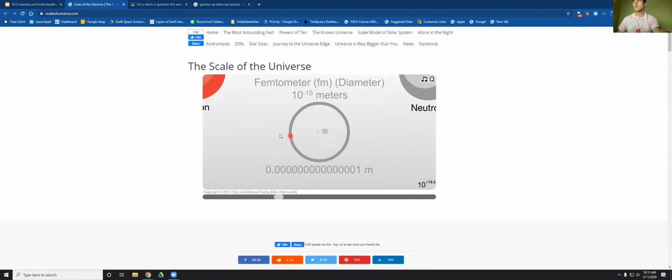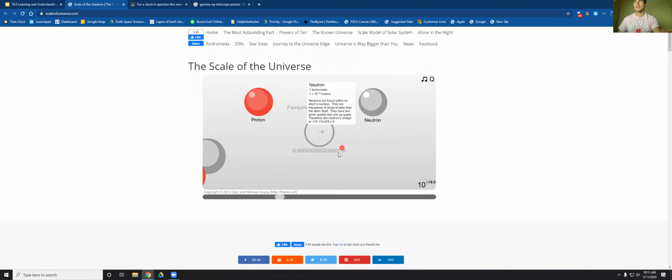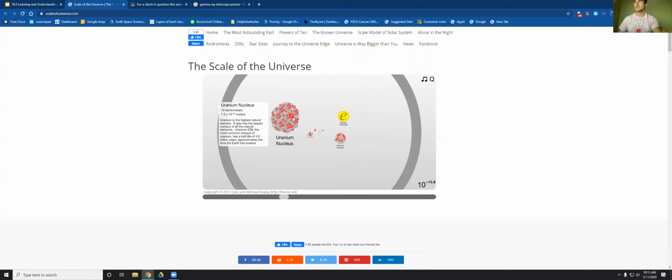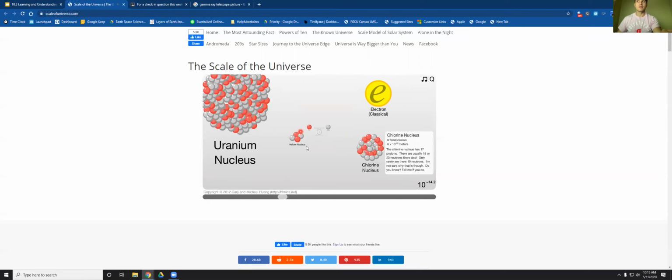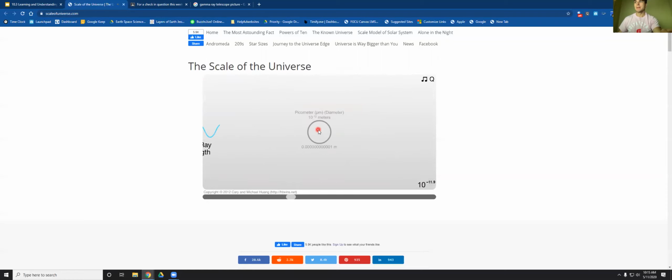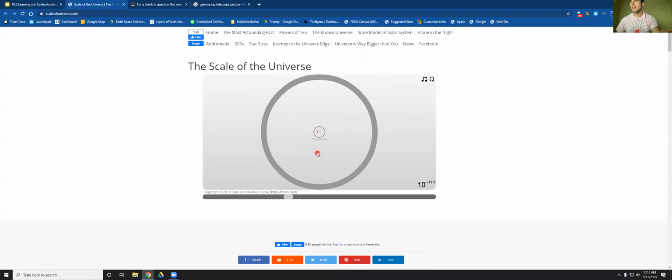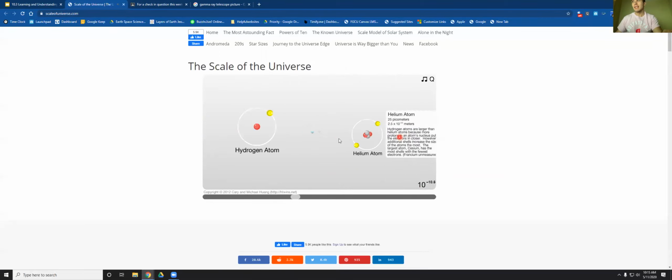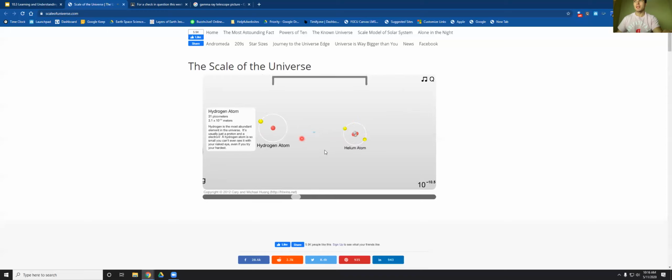But now, we know about neutrons and protons. Where's an electron? Electron must be somewhere. There's an electron, the nucleus. So those are the size of atoms, whatever, femtometers, 10 to the negative 13th power, very tiny. Gamma ray. Remember I said gamma rays are very short, very powerful. There's a helium and hydrogen atom, the things that make up the sun. That's how tiny they are.